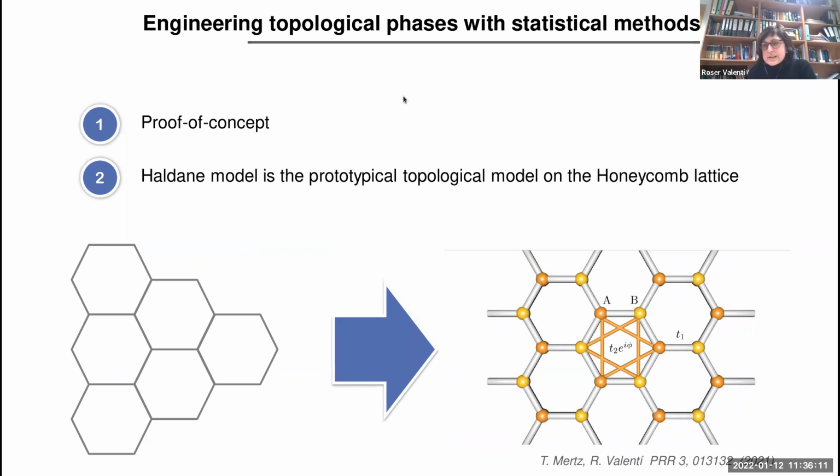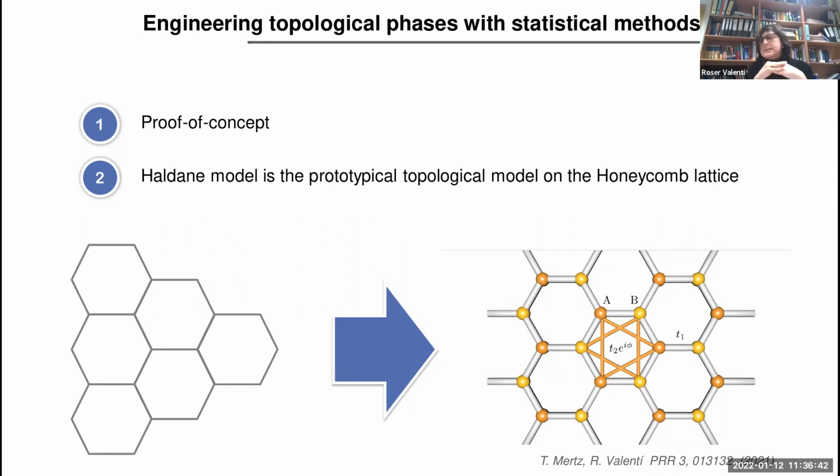And as a proof of concept to show how this works, I want to show the following example. I want to show you by a statistical analysis that in fact the Haldane model is the prototypical topological model on the honeycomb lattice. What I mean by that is that if I want to have in a material the realization of a Chern insulator, so of course the Haldane model is defined for a system that has broken time reversal symmetry.